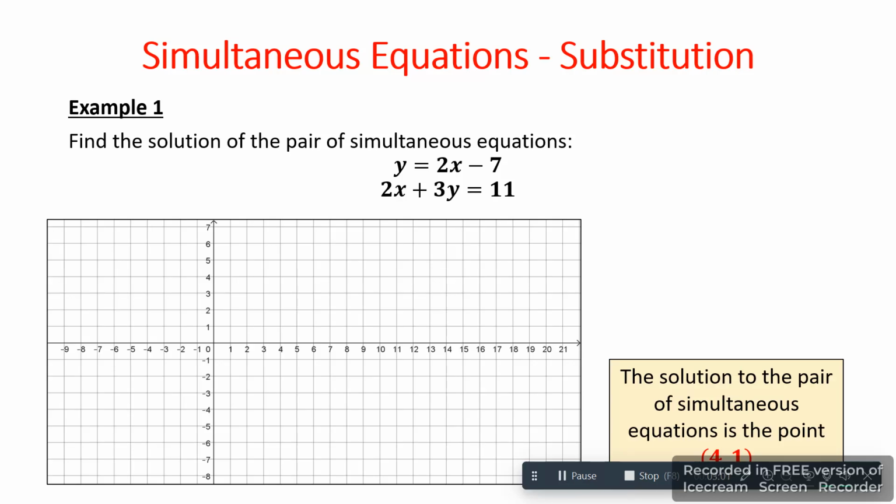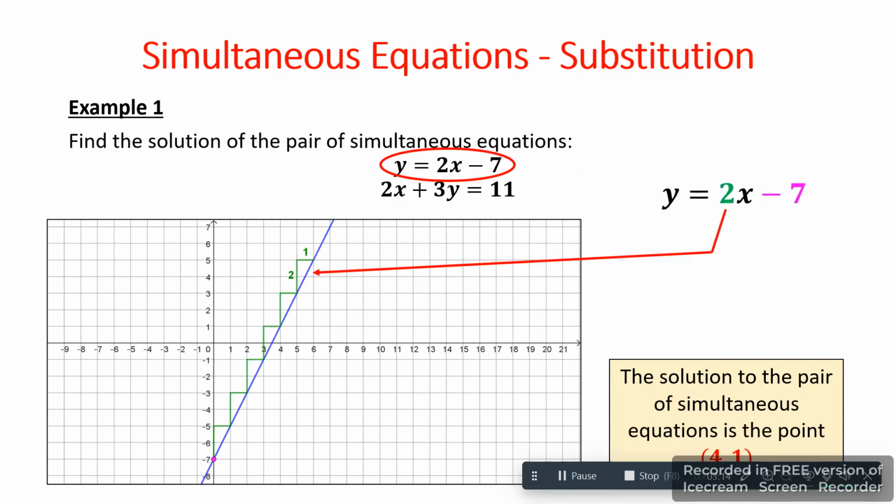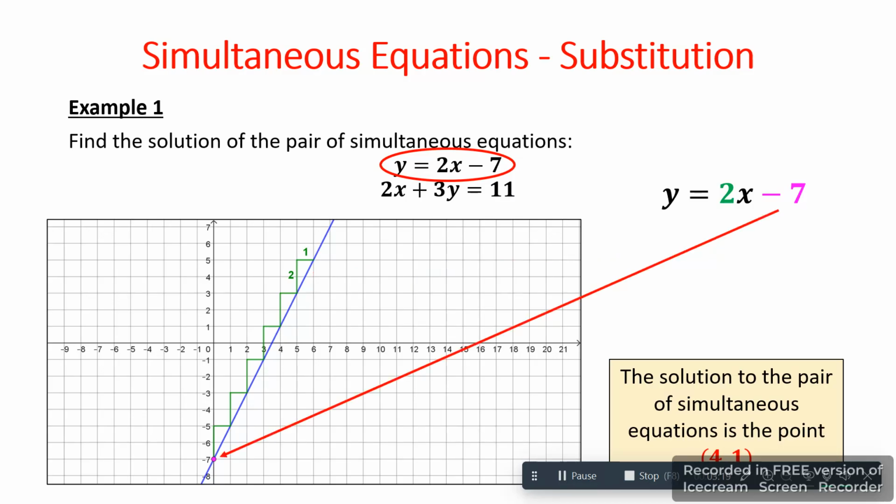Here's our Cartesian plane. Let's take the first equation, y equal to 2x minus 7. I'm hoping you've done some work on straight line graphs by now. This is a straight line graph. Here it is here. It has a gradient of 2, which means it rises up 2 and runs across 1, and it has a y-intercept of minus 7, so it passes the y-axis at negative 7.